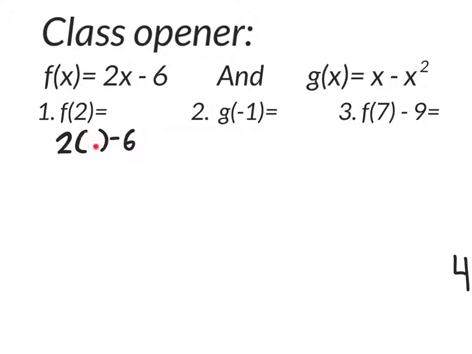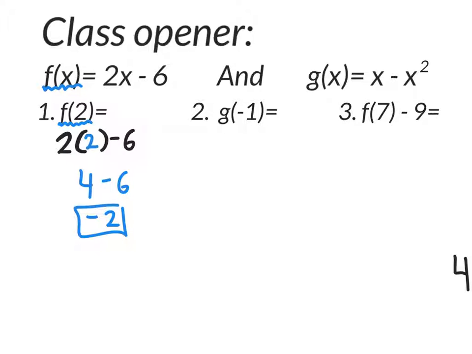Now, what goes inside of the parentheses? Well, think about this. The f of x, now f of 2, what visually changed? Your x changed to a 2. So what goes inside of the parentheses? The 2 goes inside of the parentheses. So let's put that 2 right in there, and then we do the math. What is 2 times 2? 4. And what's 4 minus 6? Negative 2. There's your answer.